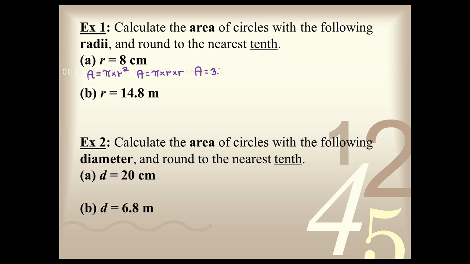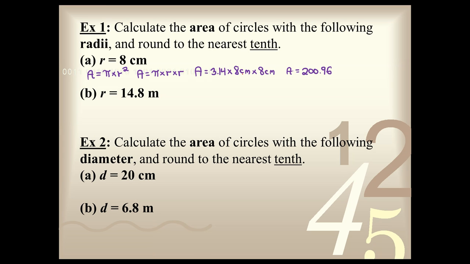Pi is 3.14, multiply by r, which is 8 centimeters, multiply by another 8 centimeters. And let's calculate this. So I'll plug it into my calculator. So I've got 3.14 times 8 times 8. And then I get a number that would be 200.96. Now the units, you've got to be careful of this for area.